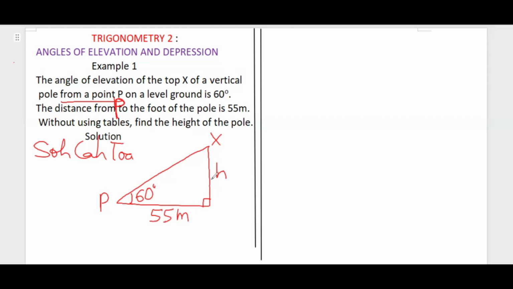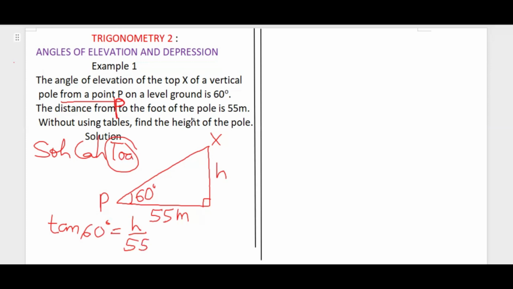So here we are dealing with opposite and adjacent, which is combined by tangent. Tan takes the ratio of opposite and adjacent. So we say tan of the angle, tan 60 degrees equals opposite, in this case H, over adjacent, 55.